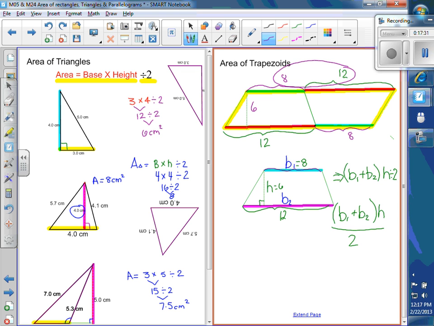So the area of this parallelogram is 8 plus 12 times 6, or 20 times 6, and that equals 120 squared units. But the trapezoid is half of that, so we take that 120 squared units, and since it's a trapezoid, we divide it by 2. The area of the trapezoid is 60 squared units.